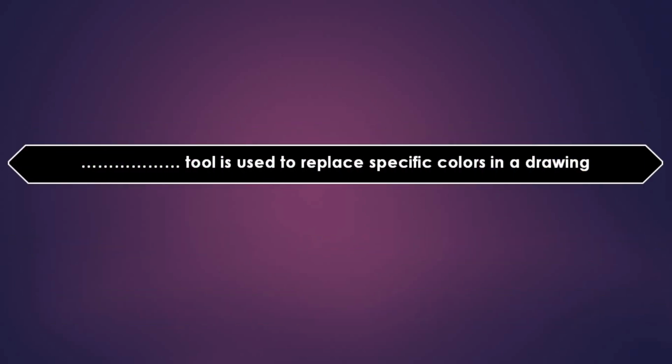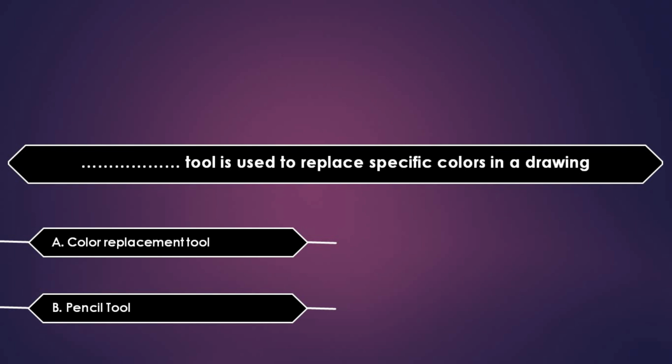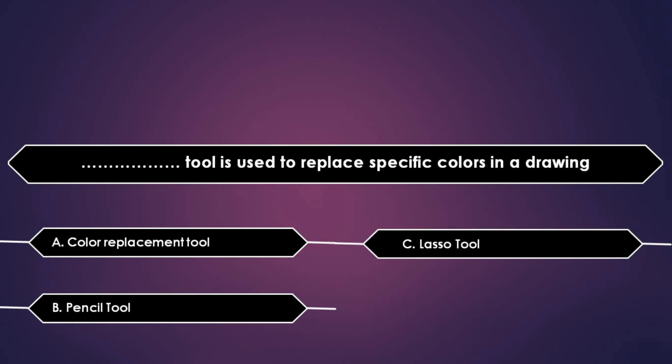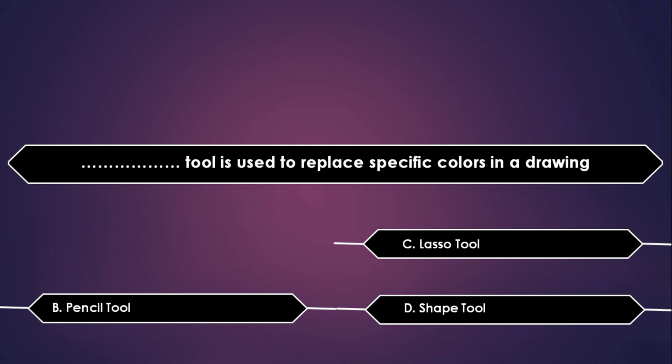The next question. Which tool is used to replace a specific color in a drawing? A. Color replacement tool, B. Pencil tool, C. Lasso tool, and D. Shape tool. Which among these tools is used to replace a specific color in a drawing? So the right answer is A, color replacement tool.